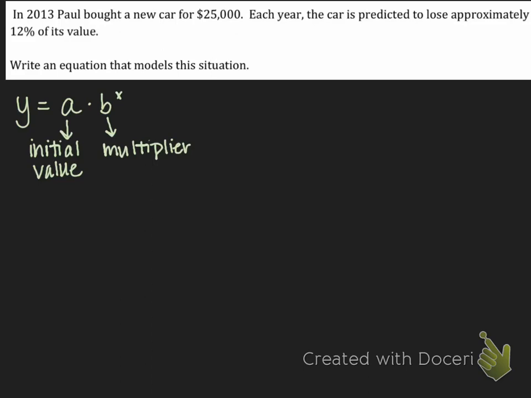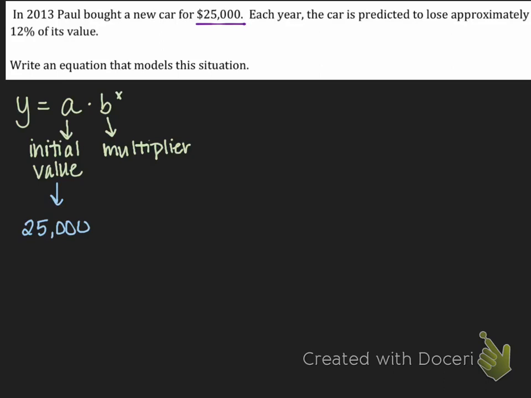According to our situation, Paul bought the new car for $25,000 in 2013. This will represent the initial value of the car. So our initial value is going to be $25,000.